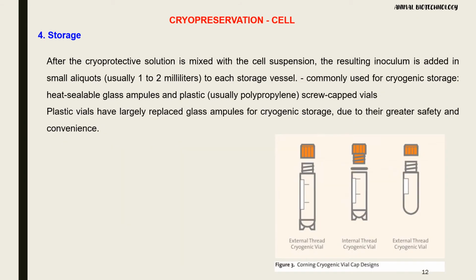After the cryoprotective solution is mixed with the cell suspension, the resultant cells are added into small storage vessels in aliquots. Plastic vials have replaced glass ampoules for cryogenic storage due to their greater safety and convenience. Care should be taken that there is no leakage as well as pinholes in these vials.